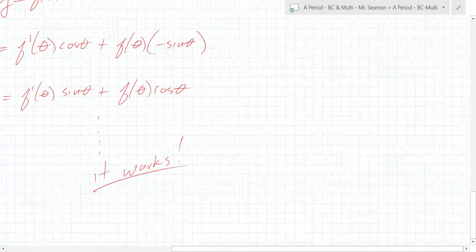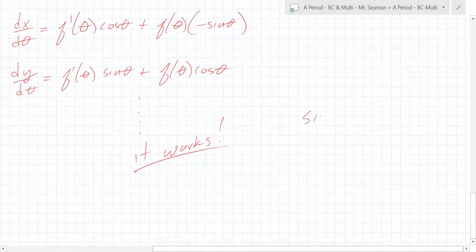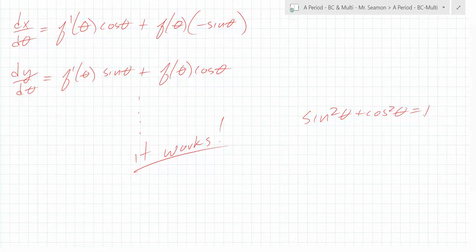What identity are you going to apply over and over again? Sine squared plus cosine squared is equal to 1. I'm not going to do out the algebra right now. If you want to work through the algebra, you can, or I can check your algebra later. But it's just algebra at this point. You just have to be careful about the squaring.